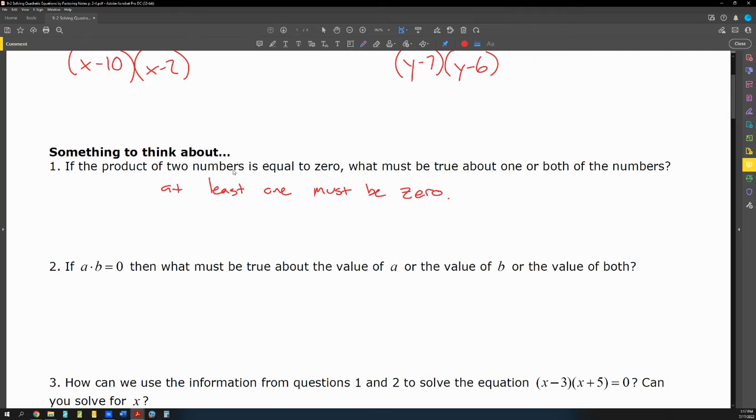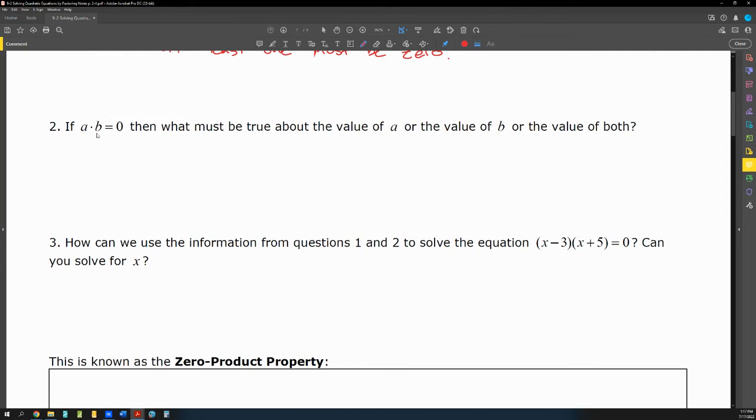Instead of saying a product of two numbers, we'll just say the product of two quantities, A and B. So if the product of A and B is equal to 0, what can you tell me about the value of A, the value of B, or both? Well, a similar answer. That tells us that at least A or B has to be equal to 0. So either A equals 0 or B equals 0.